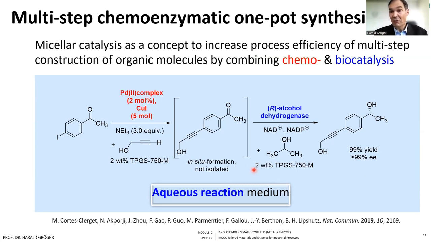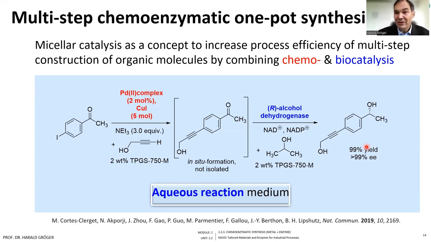And one of the many examples, but one example shown here as a selected example, is the combination of a Sonogashira cross-coupling reaction catalyzed by a palladium complex in combination with copper. And in the presence of this designer surfactant, then the Sonogashira reaction works very well. And with a subsequent enzymatic reduction, in the presence of an alcohol dehydrogenase, the final product is obtained in an excellent yield of 99% and with excellent enantioselectivity of more than 99% ee.